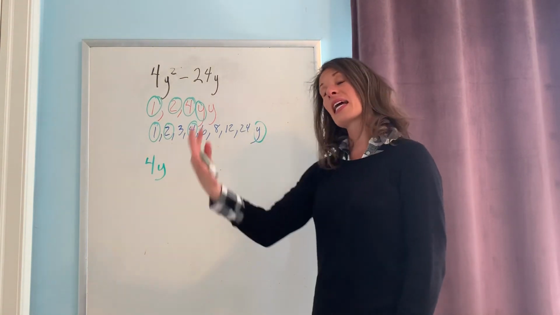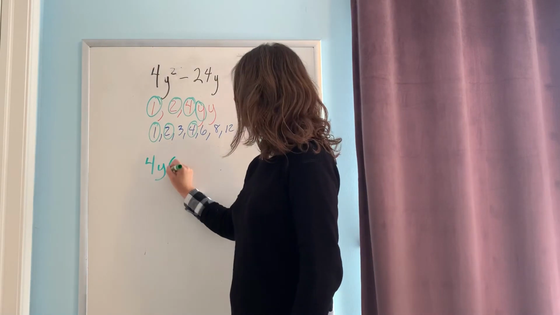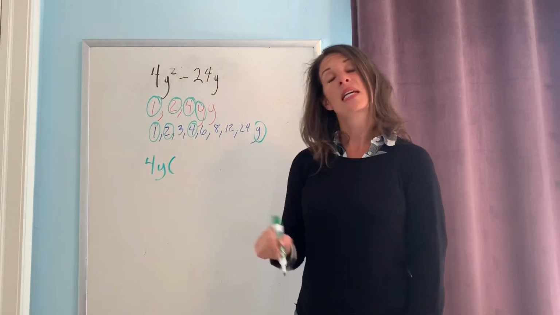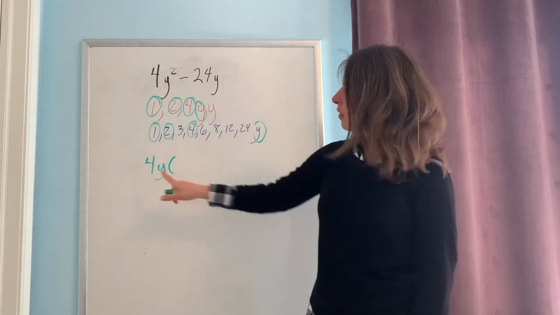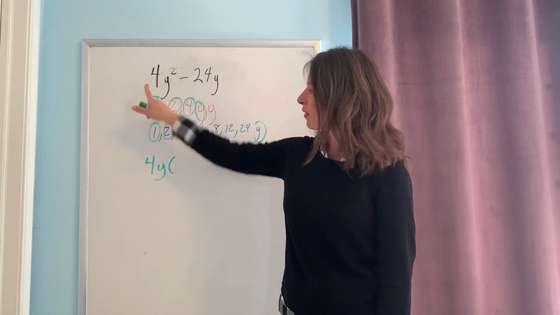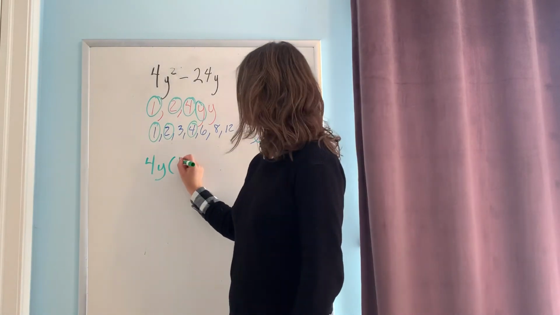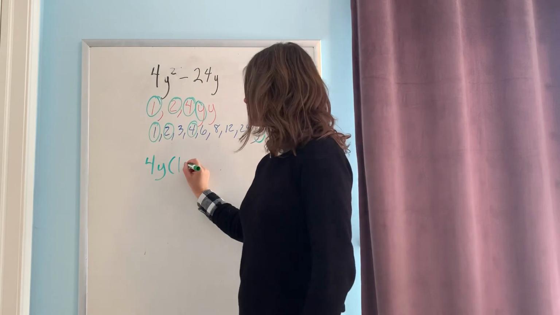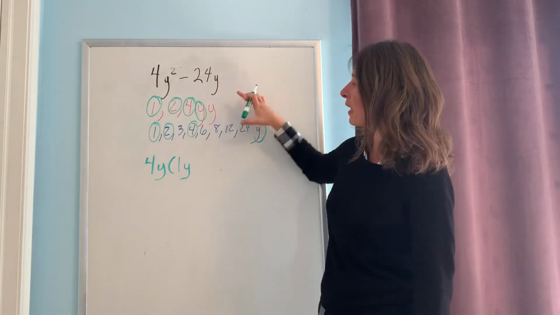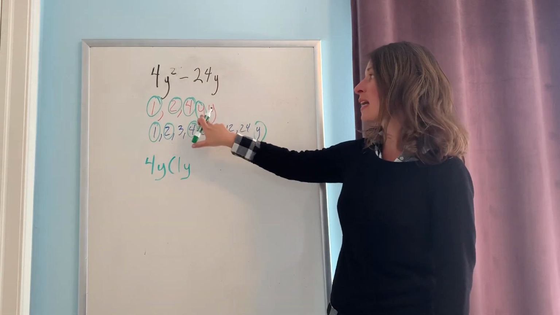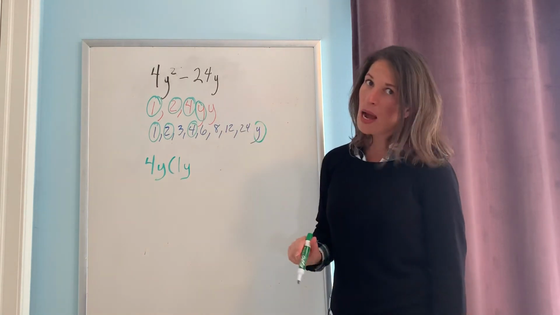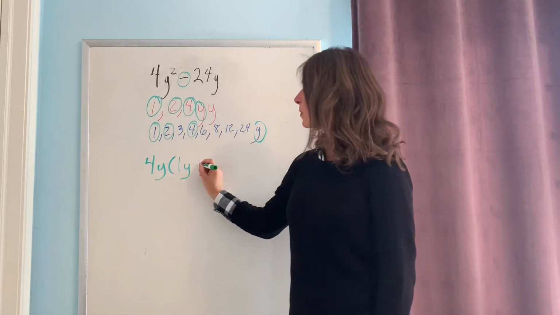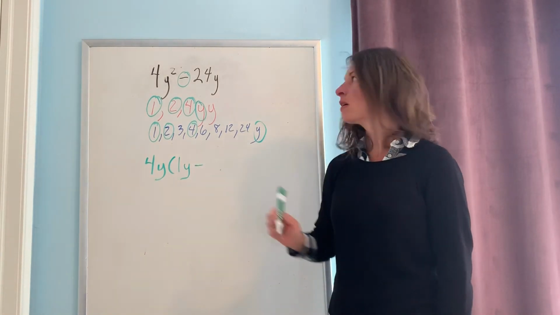Now, that means that I can start my parentheses. I have 2 terms up top, which means that I have to have 2 terms inside my parentheses. 4 divided by 4 is 1. y squared divided by y is 1y. Or we can look at it like I had 2 y's, I circled 1, so I have 1y left over. Because of this minus sign, I have to put the minus.